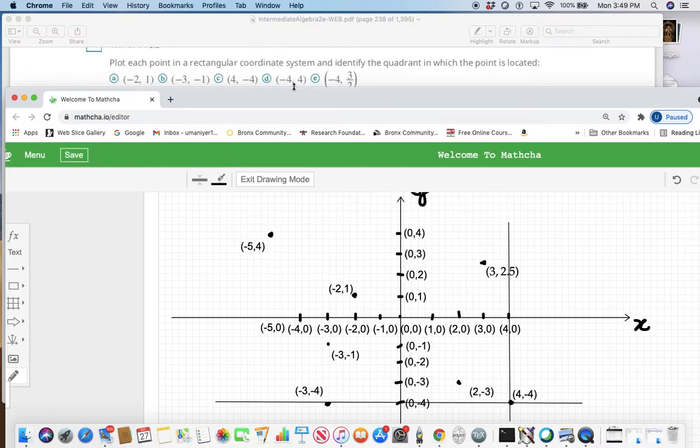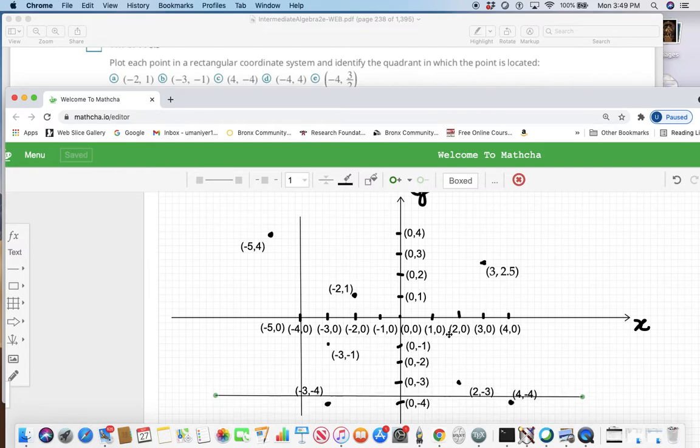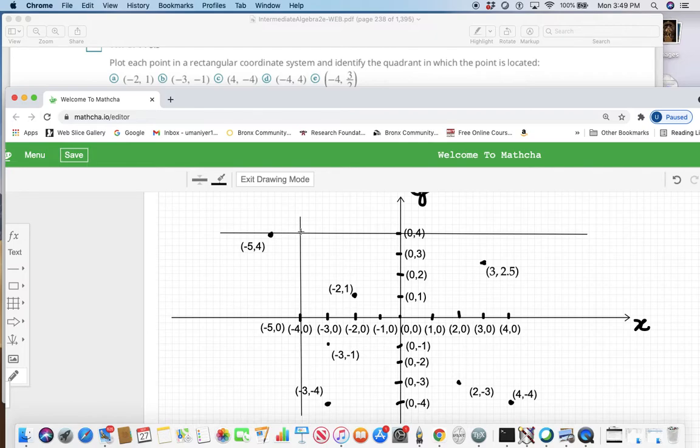Next, negative 4, 4. On the x-axis, you are at negative 4. On the y-axis, you are at positive 4. All right. These two lines meet here. And that's your point, negative 4, 4.